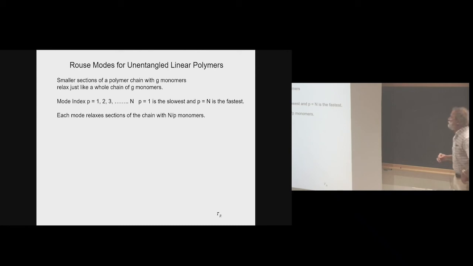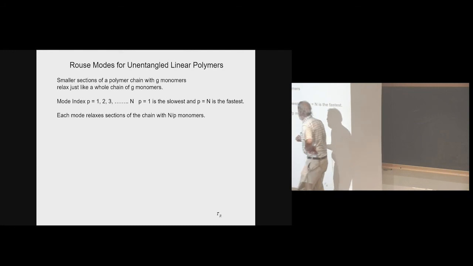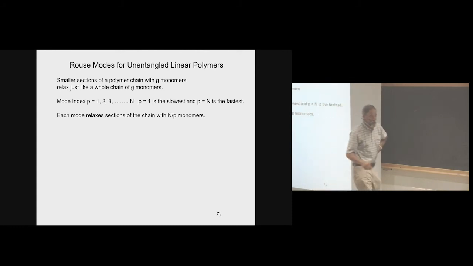So the idea of Rouse modes is that we have, even in the Rouse model, this mode index p that runs from 1 to N. The key point being the fastest one is p equal to N, and the slowest one is p equal to 1. So that's maybe a little bit confusing. And the basic idea to think about the physics of the Rouse model is to say that each mode is going to relax sections of the chain that have N over p monomers. So what are we going to do with that?